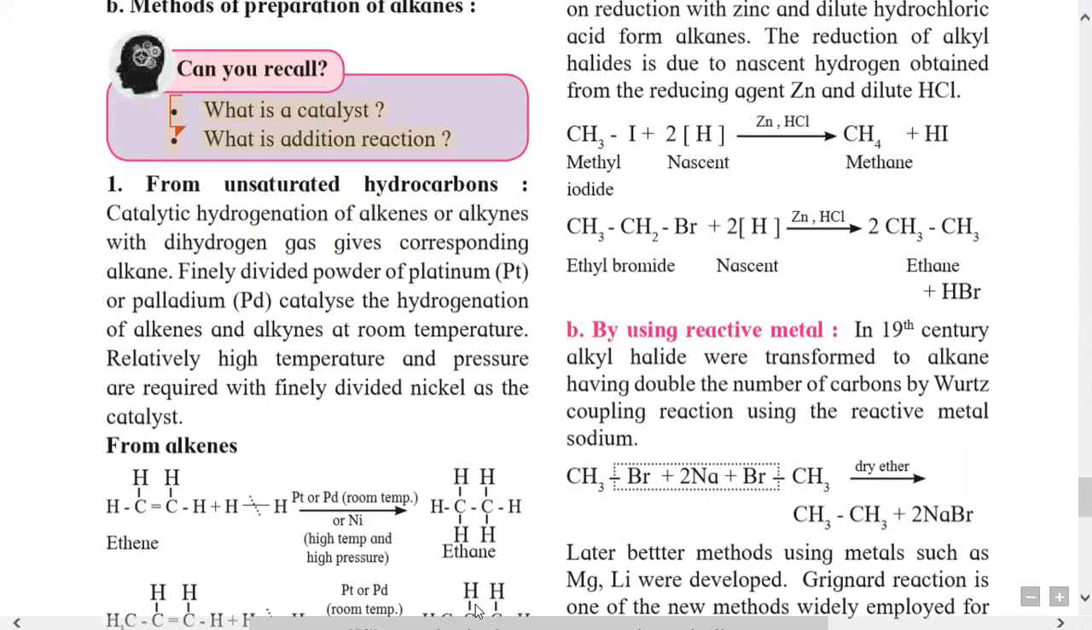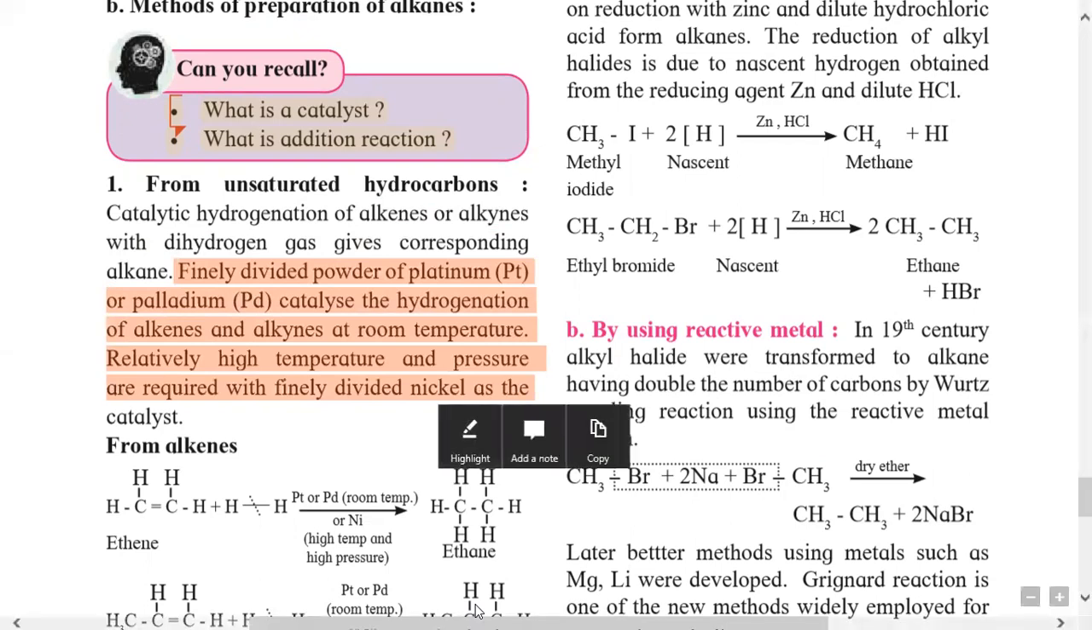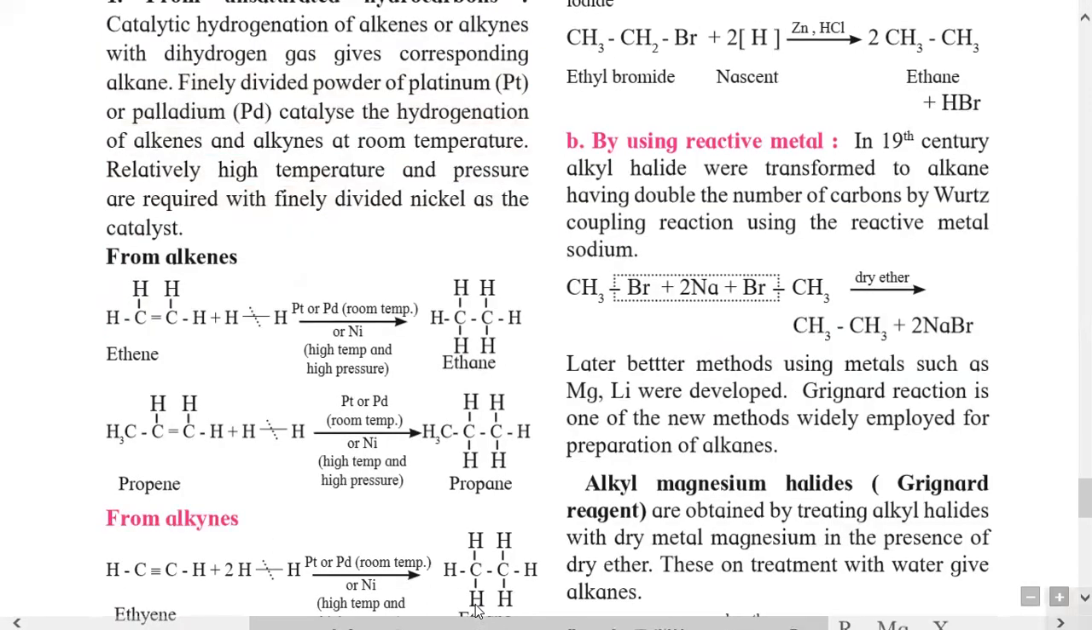The catalyst used for this hydrogenation is powdered platinum or palladium. Platinum is Pt and palladium is Pd. This catalyzes the hydrogenation of alkene and alkyne at room temperature. Relatively higher temperature and pressure are required when finely divided nickel is used as a catalyst. So we can use any one catalyst out of these, either platinum or palladium or nickel. Comparatively, nickel requires higher temperature than platinum or palladium. Now we will study examples given under this preparation method.